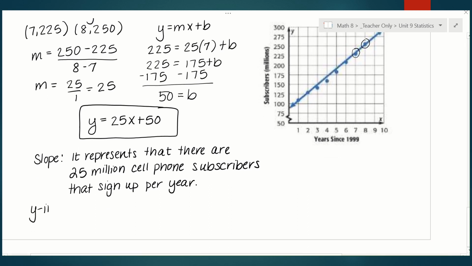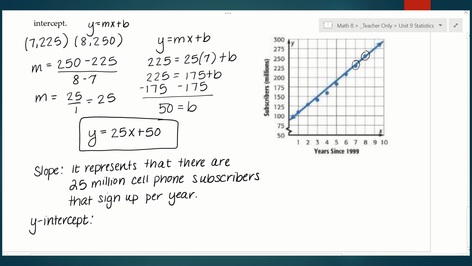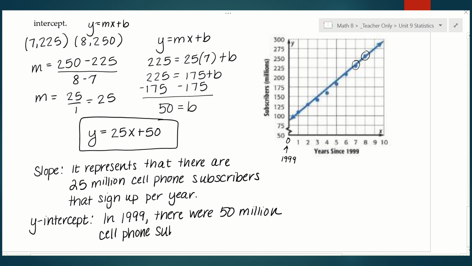And then the y-intercept. I want you to notice that it's saying years since 1999. So in year 0, that is actually 1999. So when we're looking at 50 for our y-intercept, it means that in 1999, there were 50 million subscribers. Because that's like our starting point. So we're going to say in 1999, there were 50 million cell phone subscribers.